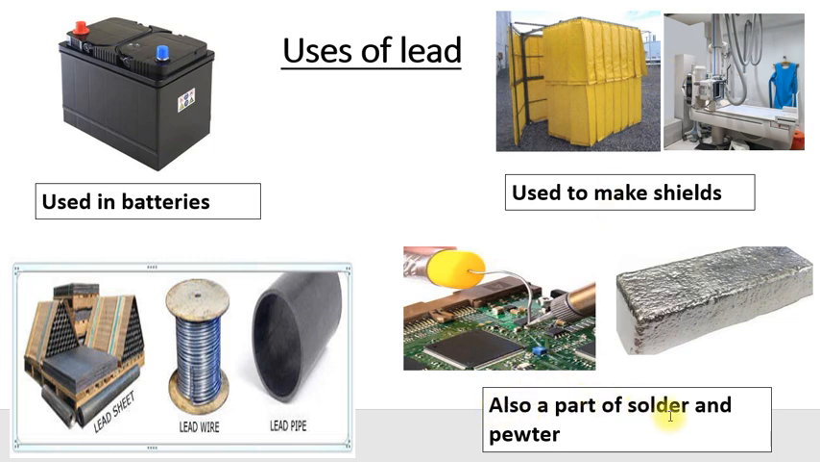This is also part of solder and pewter. What is solder and what is pewter? Pewter is actually this kind of metal. You can see this. It is not a pure metal, but it is a combination of different metals. And solder is used in preparing computer chips and other things. It is used to join the joints and other things. They use this solder and a flame of heat to melt them. It is easy to melt, and they melt it and join the things easily.